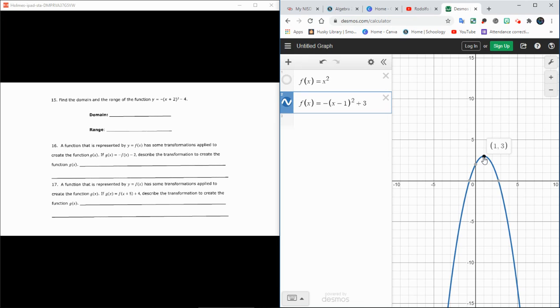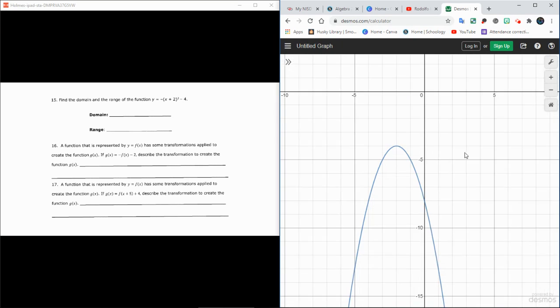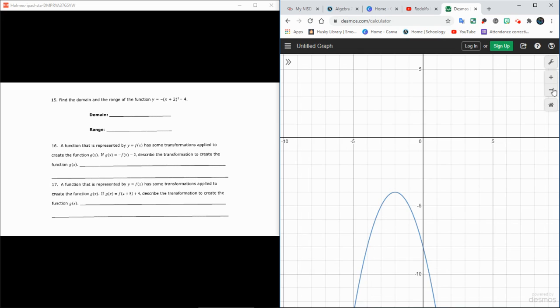Domain and range of this function. Okay, let's talk about the domain and range. So I'm going to graph this function. I have negative x plus 2, plus 2, minus 4. Okay. I want to describe the domain and range of this function right here.